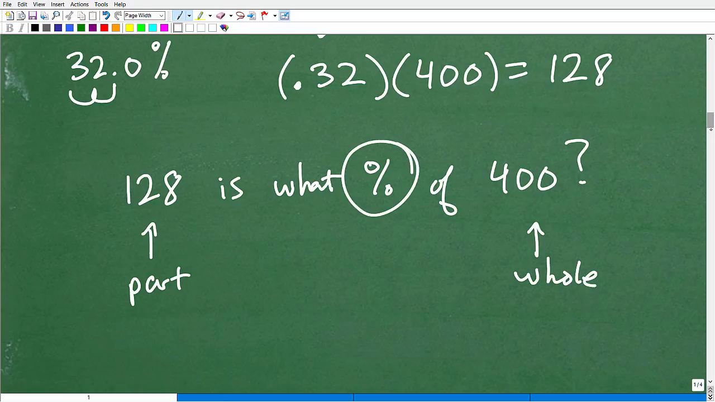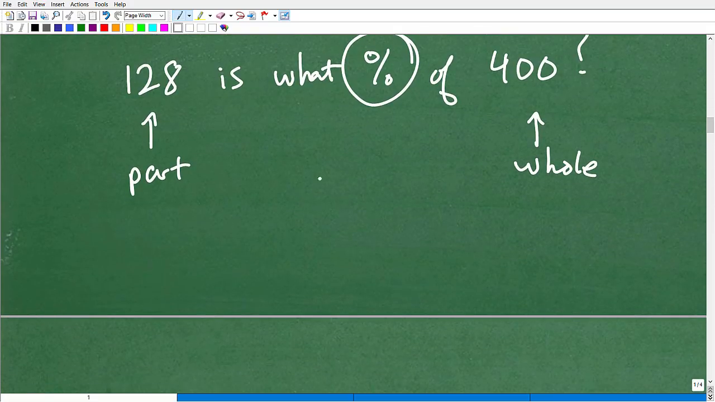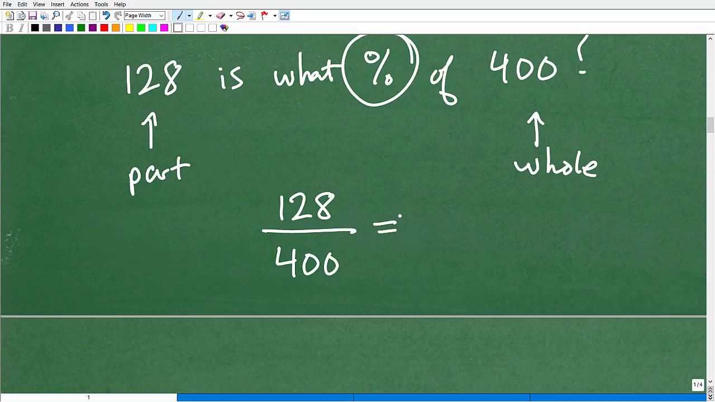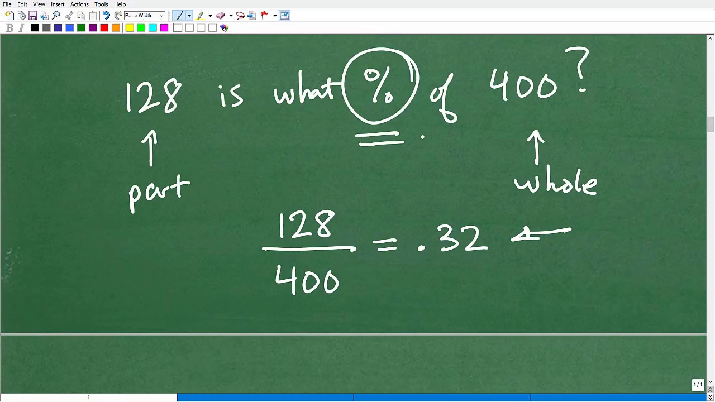Okay, so let's go down here. 128 and 400. So what I'm going to do is go 128, that's the part out of the whole 400, and I'm going to go into my trusty calculator and do 128 divided by 400, which is equal to 0.32. Okay, when you do this division, this is a decimal. So the question is asking in percent.